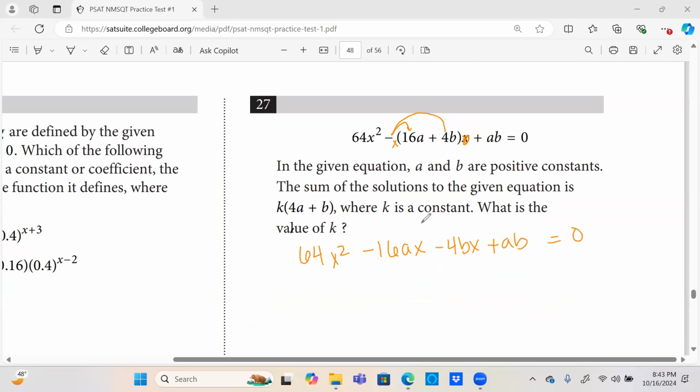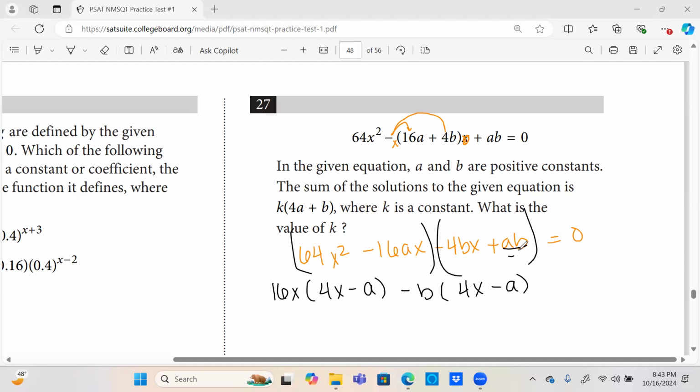I think I had slipped a sign there. Greatest common factor in the first set would be 16x, which would leave 4x minus a, or 1a. Greatest common factor in the second one, you could do a negative b, which would leave 4x minus a, right? Because if you did divide negative b, this would cancel, and a divided by negative 1 is negative a. Yes, that is good. Okay, so now this has worked.